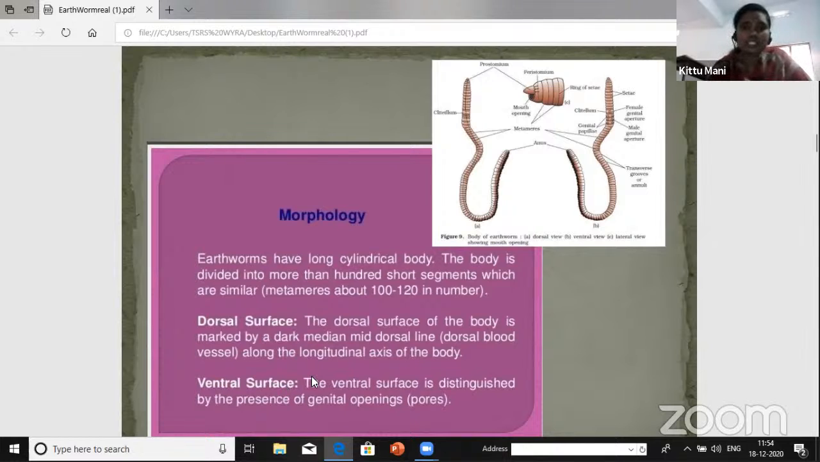We will observe it clearly here. And next, the ventral surface. The ventral surface has genital openings, male genital openings and female genital openings, because the earthworm is a hermaphrodite. We already discussed this previously. So here the female genital openings and the male genital opening are present. So what you understand here: the dorsal surface has a mid-dorsal dark line called the dorsal blood vessel, and in the ventral surface, the genital openings are present, male genital openings and female genital openings.